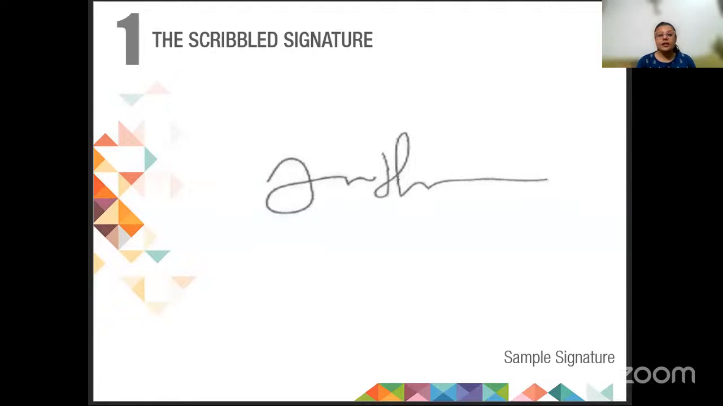So if anyone has any of the above signatures, the scribble signature, I have a few tips and suggestions for you. You can note them down. If you have this type of signature, write your full name. First point, what you have to do is write your full name.